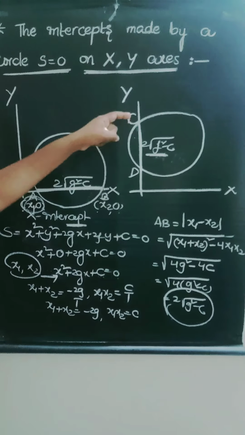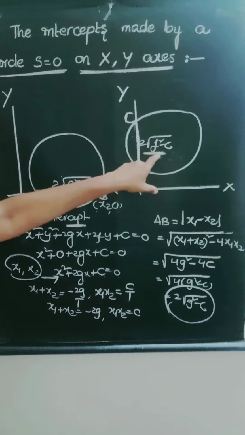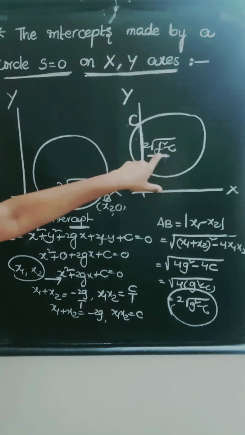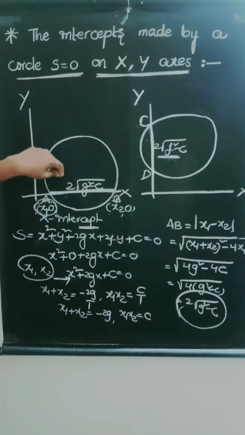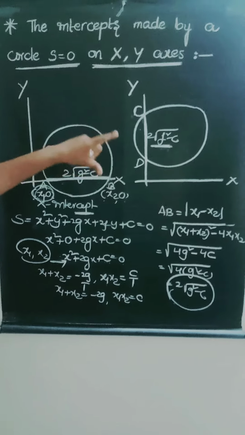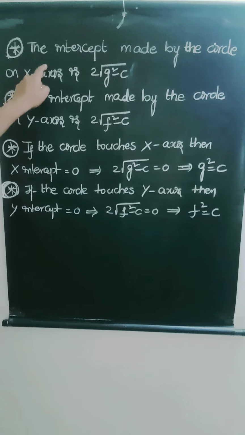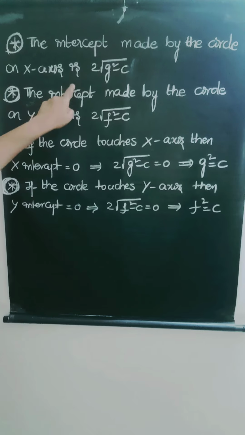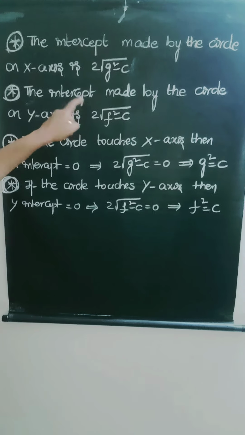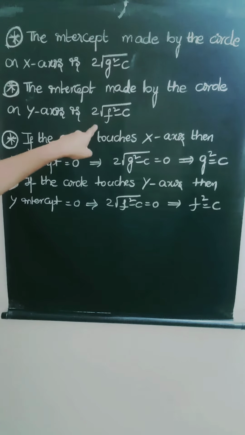This is the y-intercept value. The y-intercept of the circle is 2 root f square minus c. The x-intercept of the circle is 2 root g square minus c. These are the intercept values. The intercept made by the circle on the x-axis is 2 root g square minus c, and the intercept made by the circle on the y-axis is 2 root f square minus c.